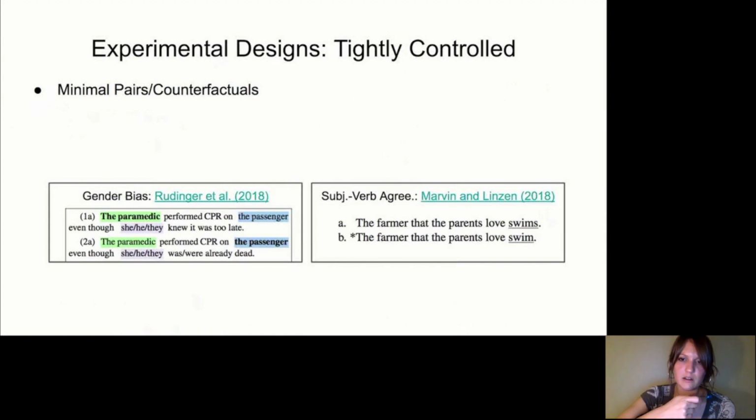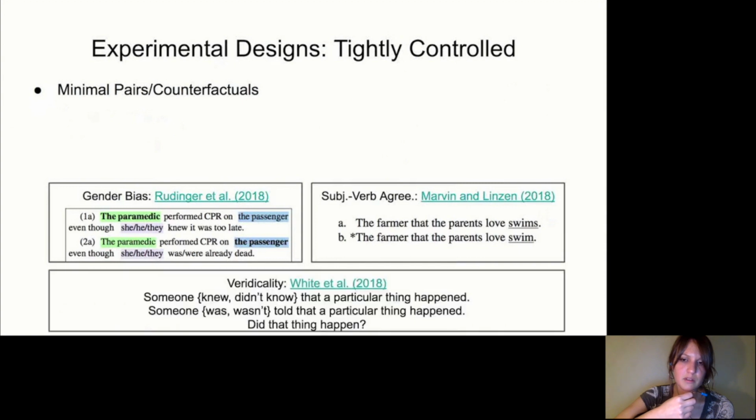Similarly, I mentioned the Linzen et al. work, so Marvin and Linzen, 2018. Same idea, but looking at subject-verb agreement. So the sentences only differ in the conjugation of the verb, and so you were quite sure that the model's sensitive to the specific point of the manipulation.